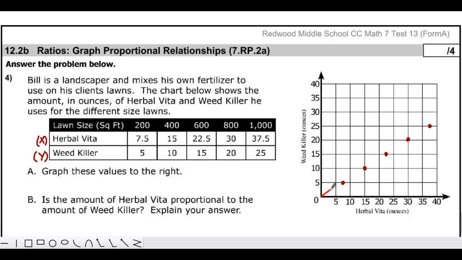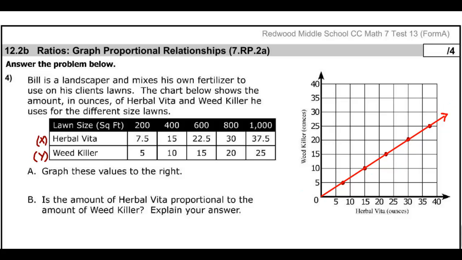And that line, remember, lines go in both directions until they either go on forever or until they're stopped by something like an axis. And so there is our graph. The second question is, is the amount of herbal vita proportional to the amount of weed killer? And the answer is yes, this is a proportional relationship.